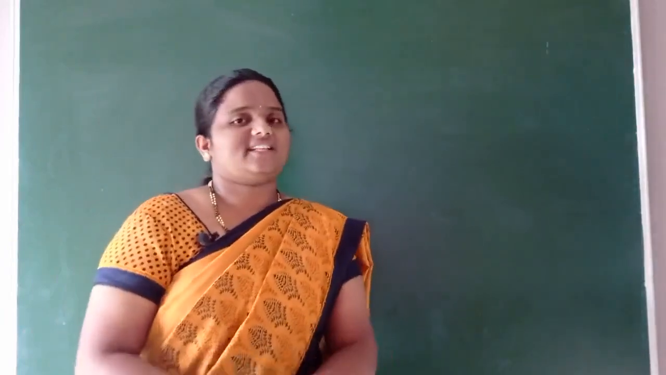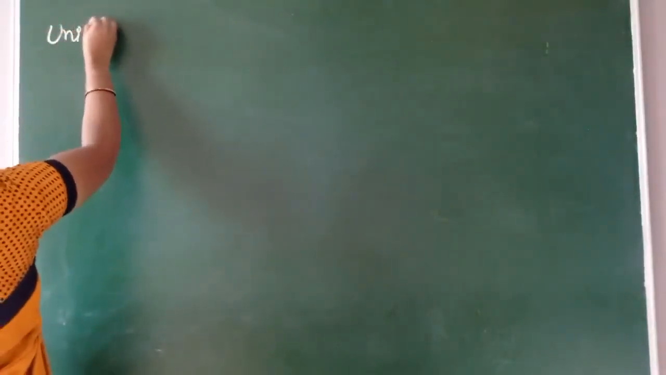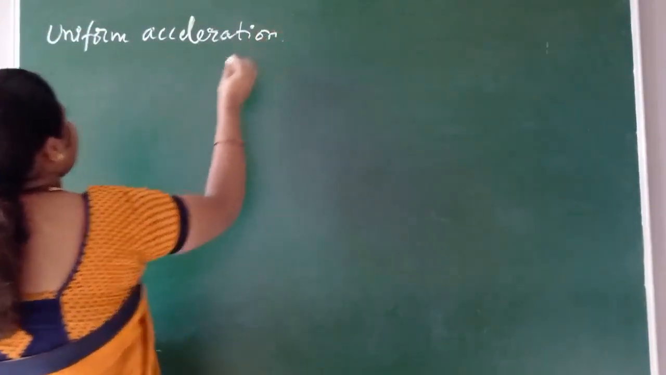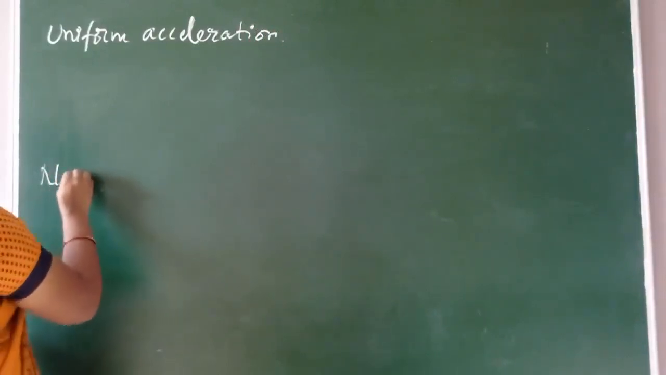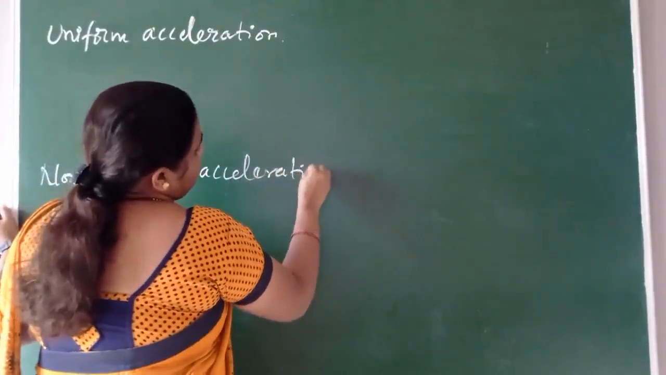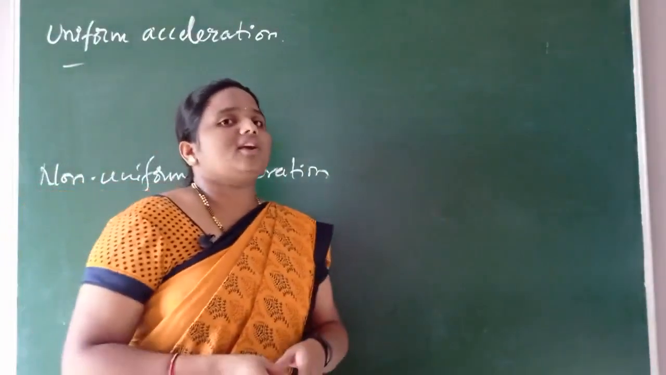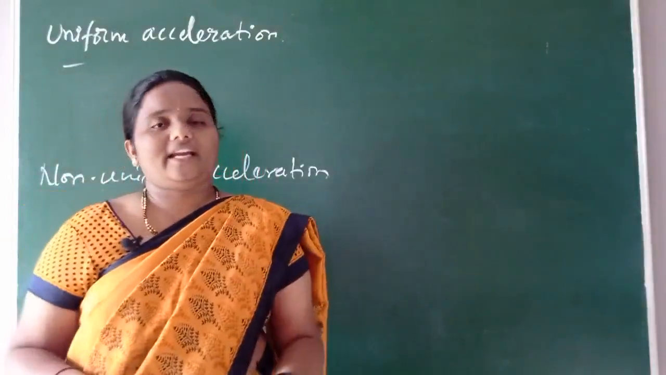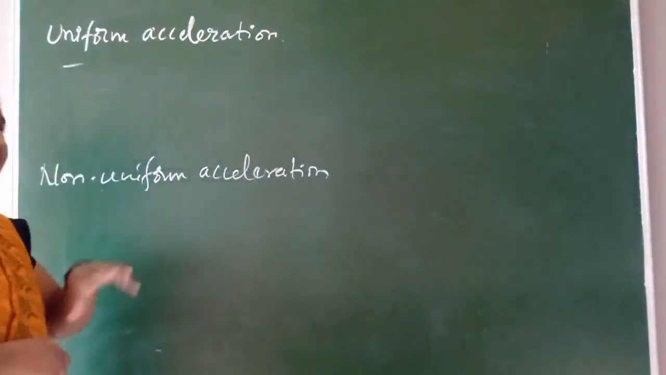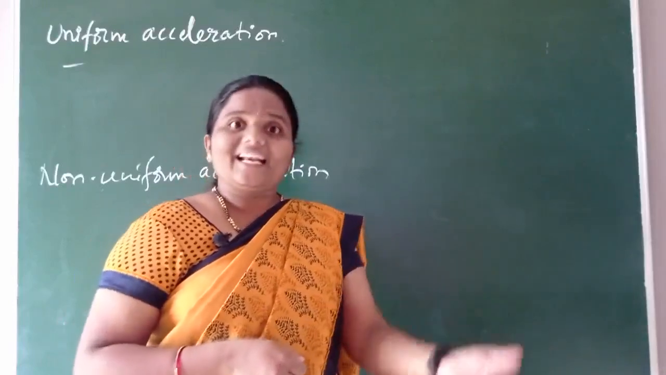Children, after learning the acceleration definition, now we will discuss uniform acceleration and non-uniform acceleration. So what is meant by uniform acceleration? Let us imagine, children, if an object is moving along a straight line, the velocity of that object may increase or decrease by equal amounts in equal intervals of time. Then it is called uniform acceleration. For example, a freely rolling object on an inclined plane, isn't it, children?